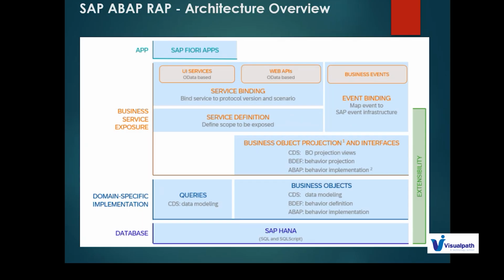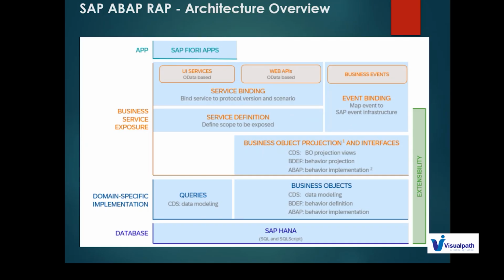Then on top of that, you do some business service exposure. So you do some business object projection and interface. Just remember, here also you use the same CDS views and ABAP views, exposing your development to the business service layer. Then you do some service definition, then some service binding. These are all part of the RESTful programming architecture: service definition, service binding, and event binding, wherein you map all the events to the event infrastructure.